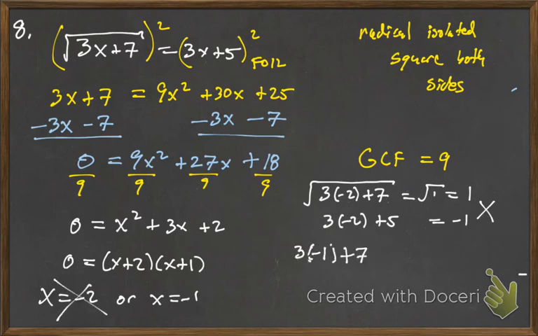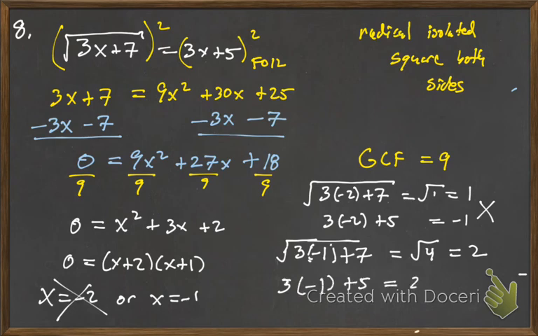And we'll do the same thing with negative 1, plug it into the left side, work it out, we get 2, plug it into the right side, and we get 2 on that side as well. So we got 2 on both sides. So negative 1 is a good answer.